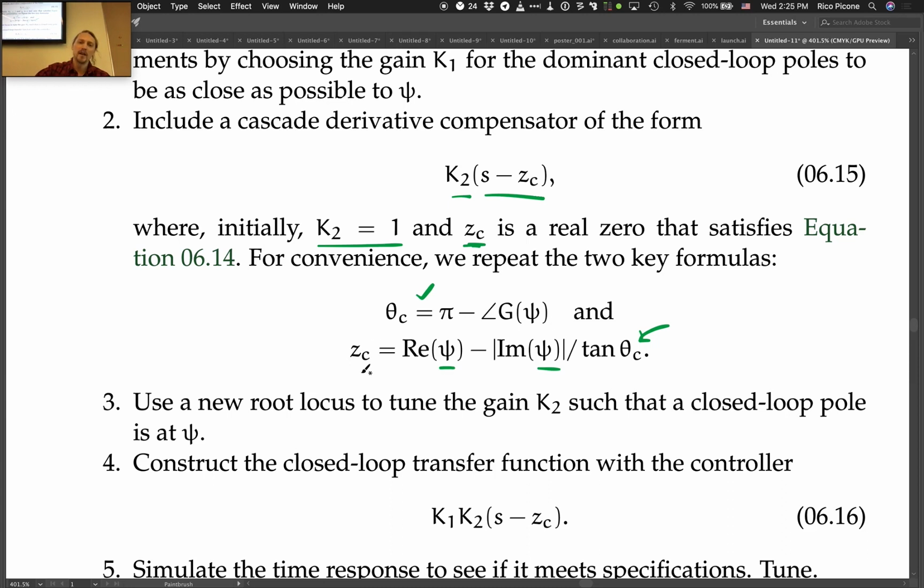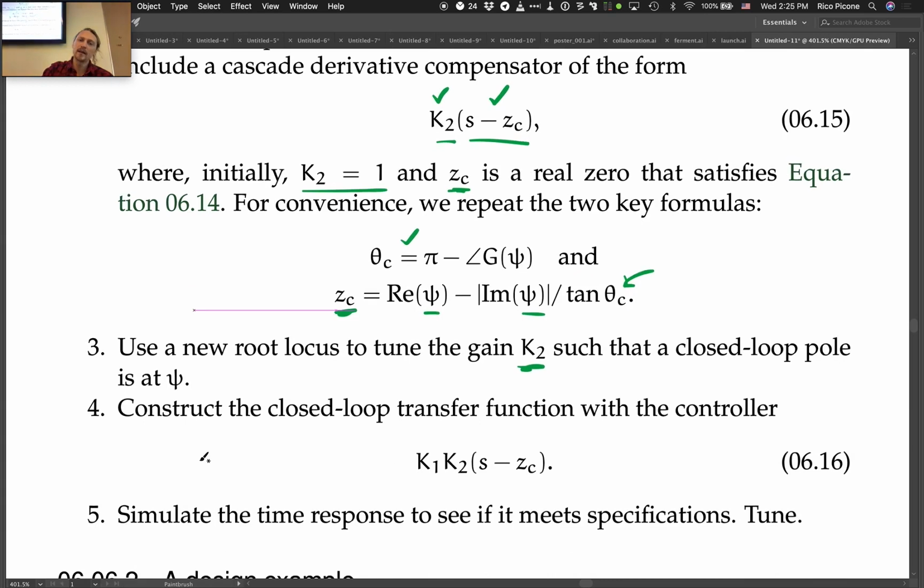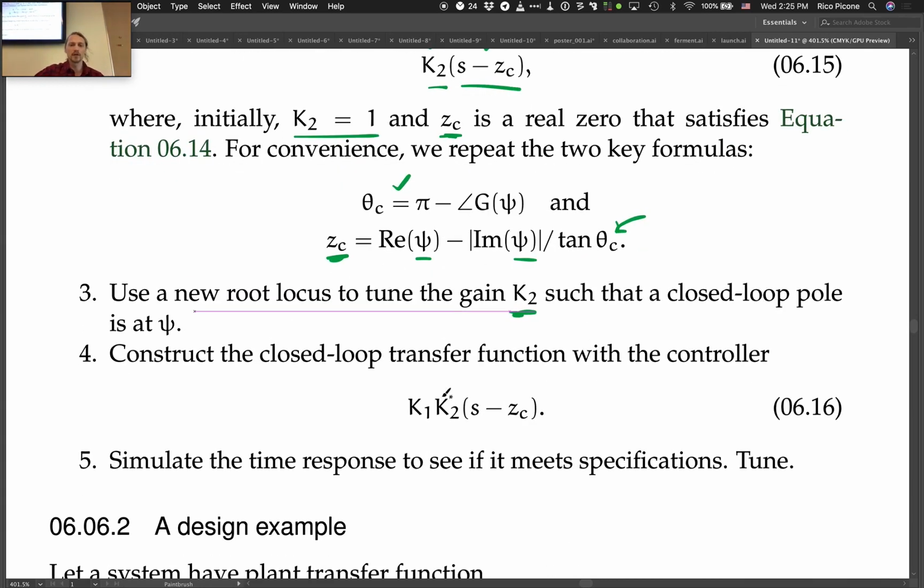So you determined ZC in step 2. Now you're going to determine your K2, your gain K2. ZC was this part of the compensator, and K2 is the second part of the compensator. So do that in step 3. And then construct the closed loop transfer function with the controller. You just cascade them together, K1, K2, S minus ZC, and you've got your controller. Then simulate the time response to see if it meets the specs, and then tune accordingly.